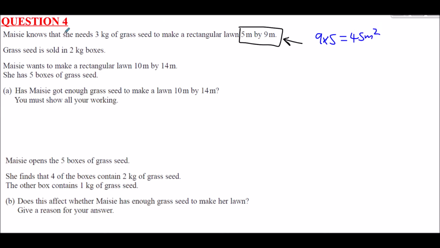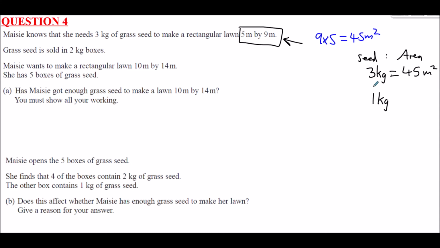So therefore, 3 kilograms of seed gives you an area of 45. So this seed though is sold in 2 kilogram boxes. So 3 kilograms of seed effectively equals an area of 45 meters squared. How can we work out what would be covered by a 2 kilogram box of seed? Well, what we could do here, we could think about what 1 kilogram would cover. How can I go from 3 kilograms down to 1?